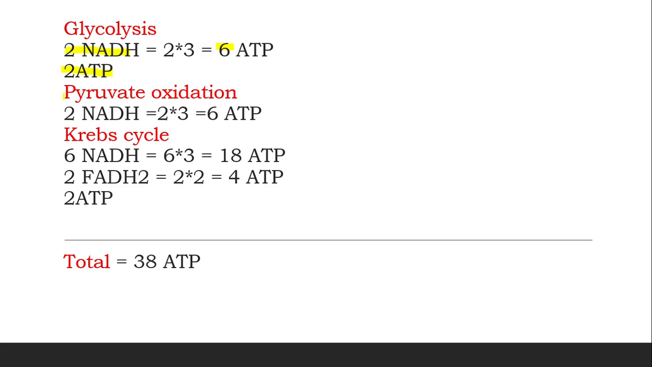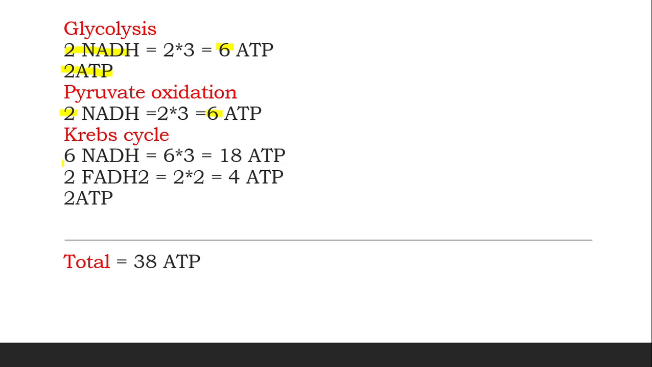During pyruvate oxidation, there was also the production of 2 NADH, one NADH produced by one pyruvate molecule, but because the total number of pyruvate molecules formed during glycolysis was 2, we will consider here the 2 pyruvate molecules conversion. If the 2 pyruvate molecules enter the pyruvate oxidation, then there will be the production of 2 NADH and hence 6 ATP molecules. And during the Krebs cycle, we will consider 2 cycles here.